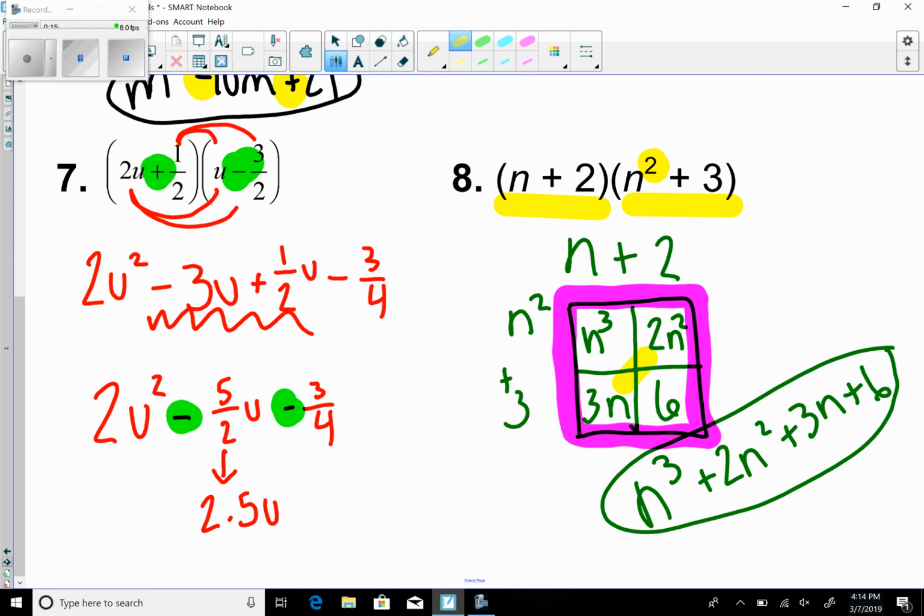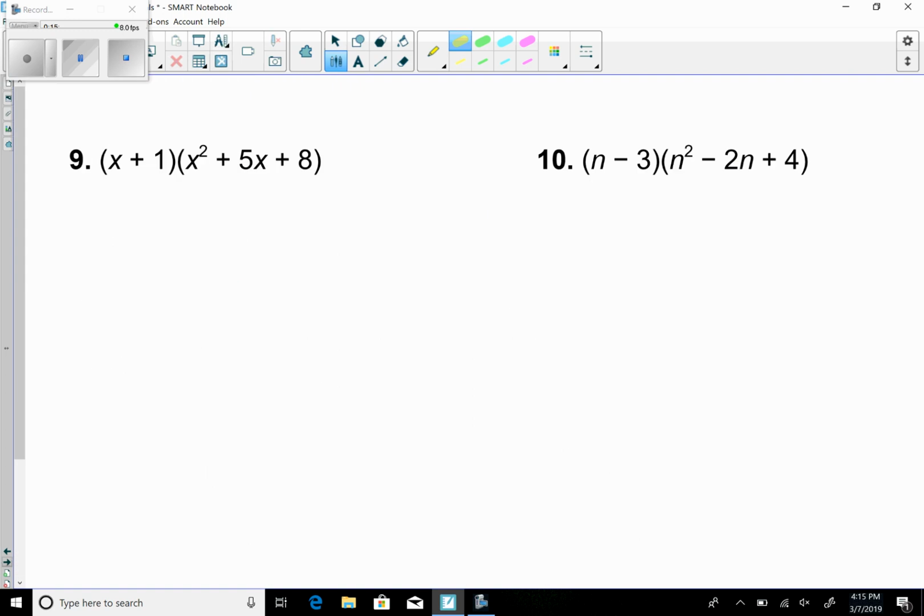All right, I think the only thing that I have left is these two and then the word problem. So I'm going to make a new video for this. I'm done with your first few examples and then I'll do these and then the word problem on the next video.